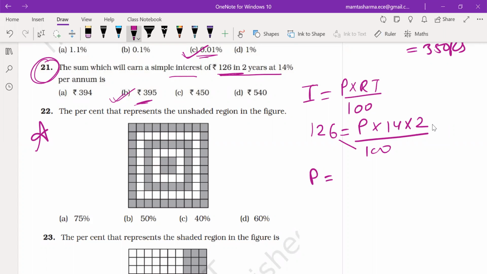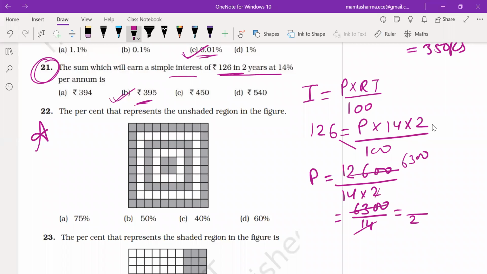Cross multiply with this 100. 12600 divided by, they are in a multiplication. When you transpose, they will come in the denominator. So now you can cut this 2 by, 6300. 6300 divided by 14, you can cut by 7 table. 7 2s are 14, 7 9s are 63, so it would be 450. So the answer is 450, not 395.